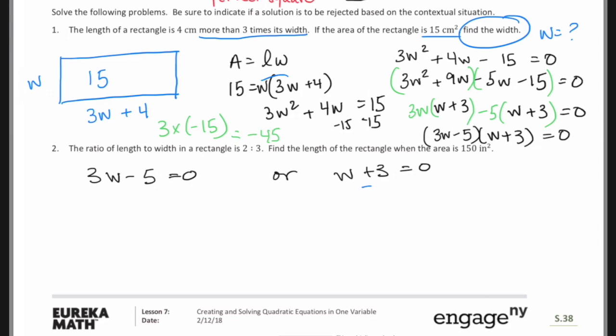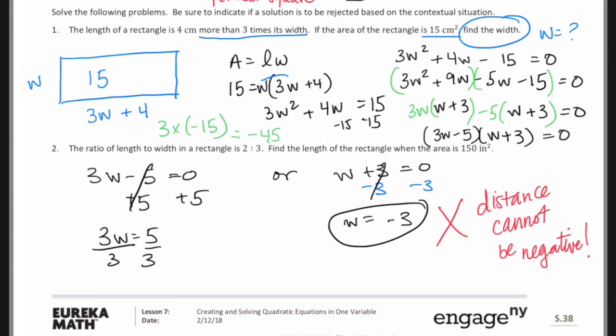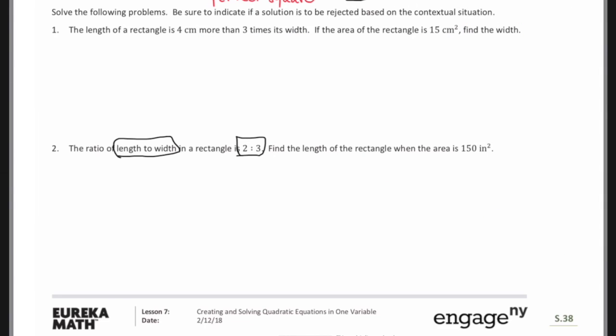Now remember, now that we're modeling, we're actually applying this to a word problem. So once you have your answers, you have to check them. And immediately I see my first answer, W equals negative 3, cannot work, because distance cannot be negative. So that's not a possibility anymore, even though it works to solve the equation. So my only possible answer here is 5/3 for the width. And then you can use that to figure out what the length is. Did you get it? I'm going to go ahead and give number 2 a try.